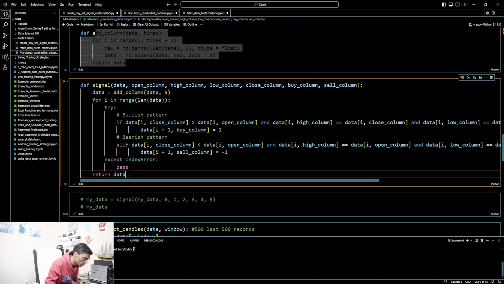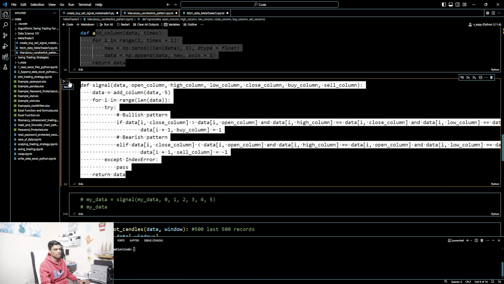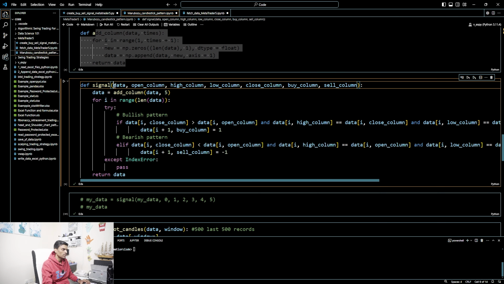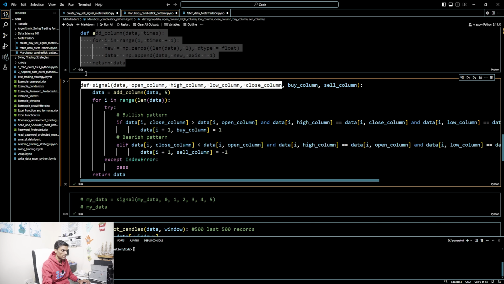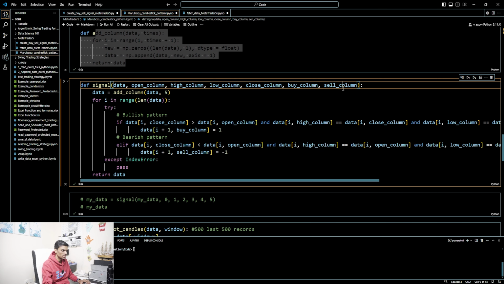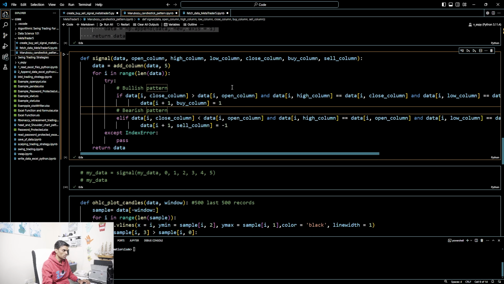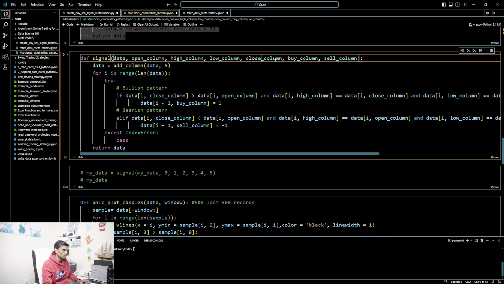And then this is the main logic that is basically creating the signal. So what it does, we are passing all the parameters over here. We already had the data, open, high, low and close columns, and then we are creating the buy signal and the sell signal, so we are adding 5 more columns, because now if you see 0, 1, 2, 3, 4, 5, this data frame does not have 5 columns, so that's why we are adding 5 more columns.